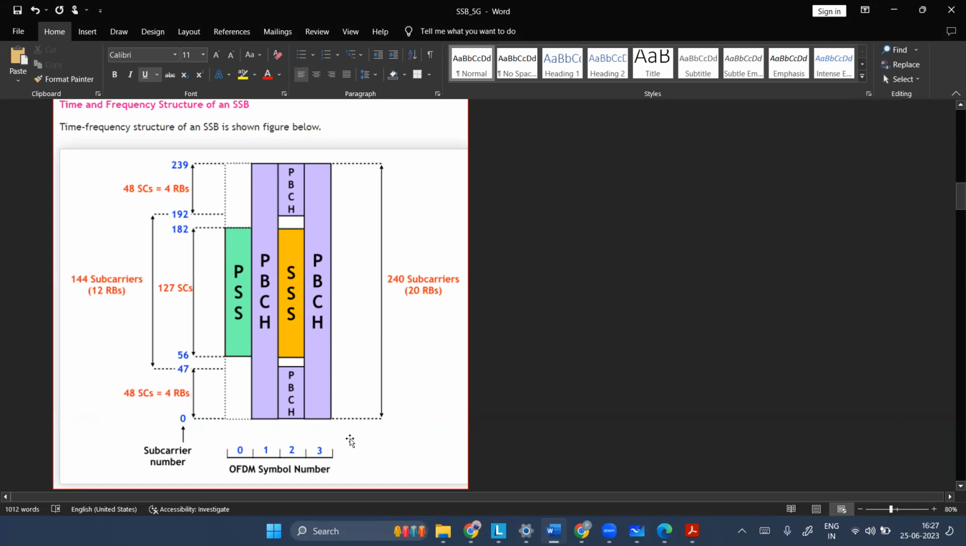Now, there comes an interview question from this SSB. The first question is, where does this PBCH come? Where all do we have PBCH? If we count symbols from 1, 2, 3, 4, it is the second, third, and fourth symbols. The second and fourth have 240 subcarriers, and the third one has some of the subcarriers, 48 plus 48.